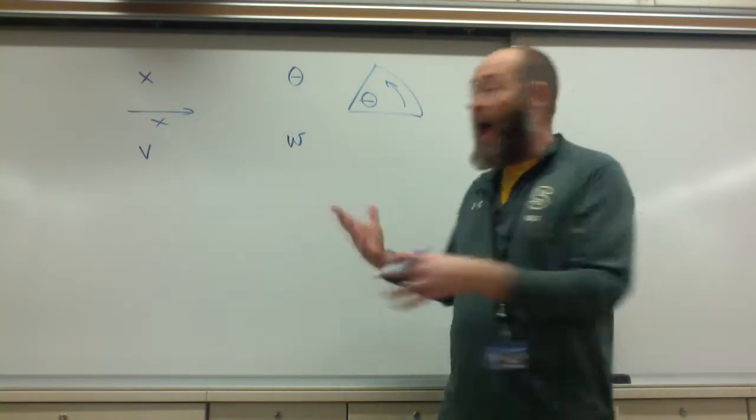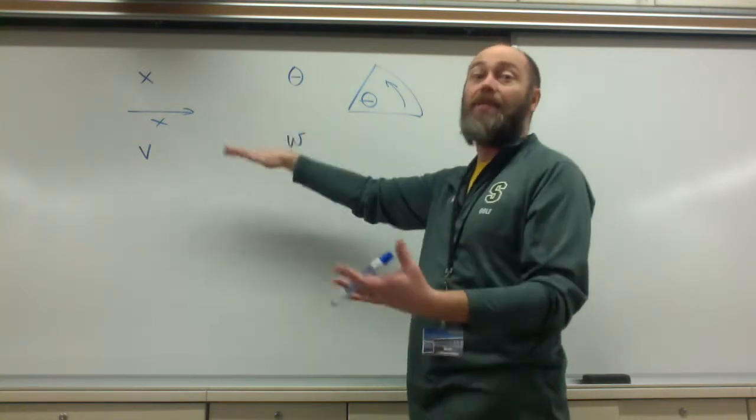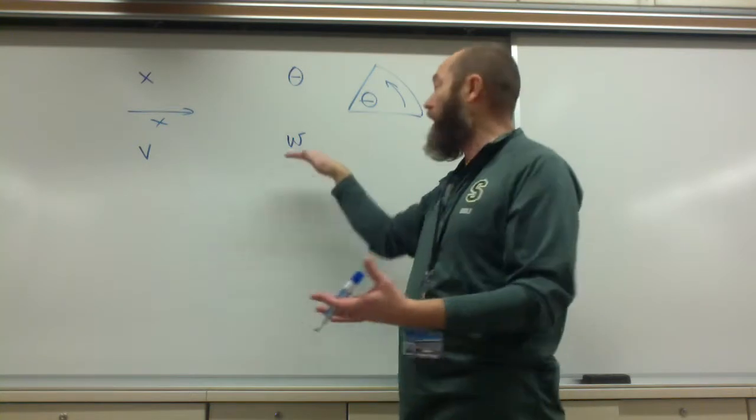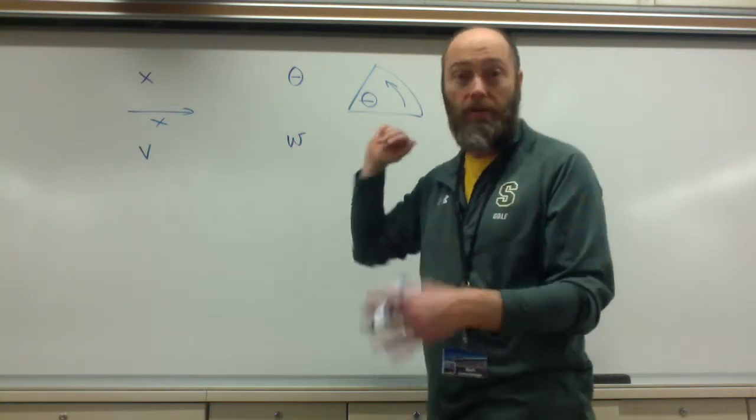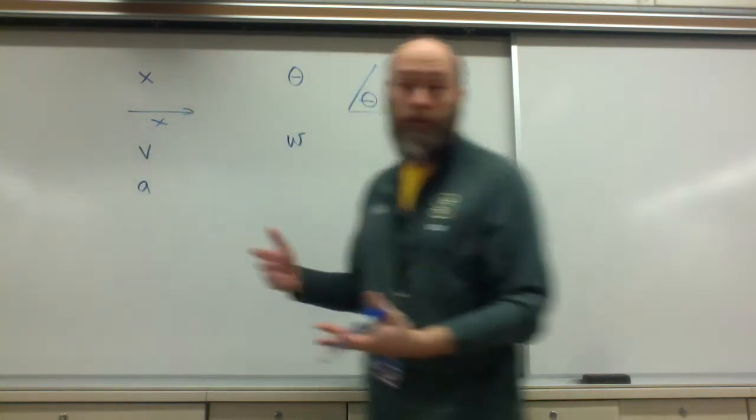So positive velocity means you're rotating maybe counterclockwise. Negative angular velocity means you're rotating the other way. You're rotating clockwise. We had acceleration.